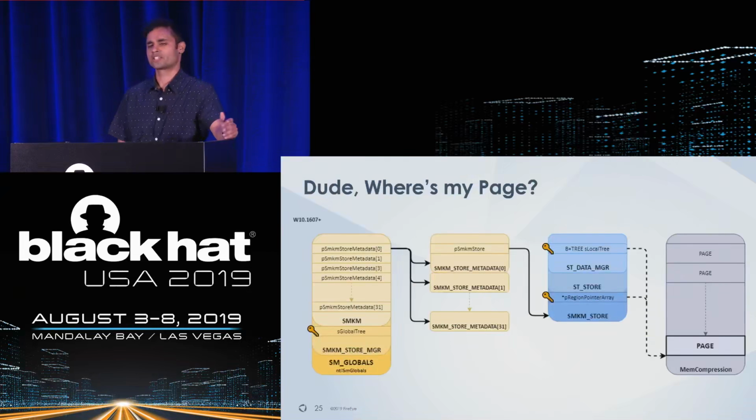Now you might be wondering, okay, so we have this store manager page key, but how do we actually go about getting our page back? It turns out that the store manager page key is actually used along the way as we traverse a series of undocumented Windows 10 store manager structures. The store manager page key is used to derive metadata that ultimately helps you reconstruct the address of your compressed page within the mem compression process. On the left side, we have some structures that correspond to the store manager as a whole, and on the right side, we have structures that focus on specific stores. All of that magic begins at the export called SM globals.